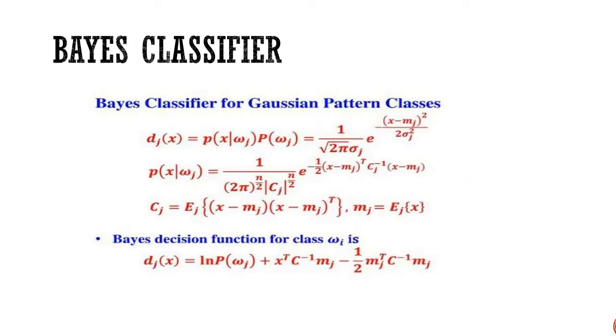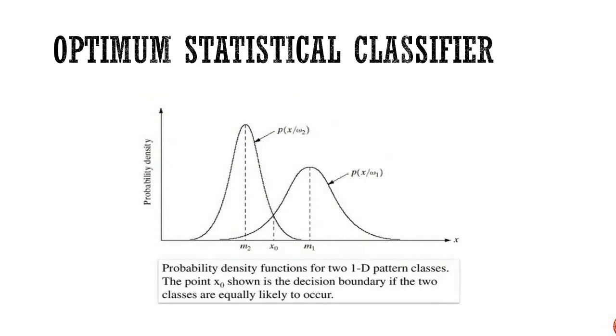Bayes classifier for Gaussian pattern classes. The Bayes decision functions have the form represented by these equations, where the patterns are now scalars denoted by x. The figure shows a plot of the probability density functions for the two classes. Probability density functions for two one-dimensional pattern classes: the horizontal axis represents x and the vertical axis represents the probability density.